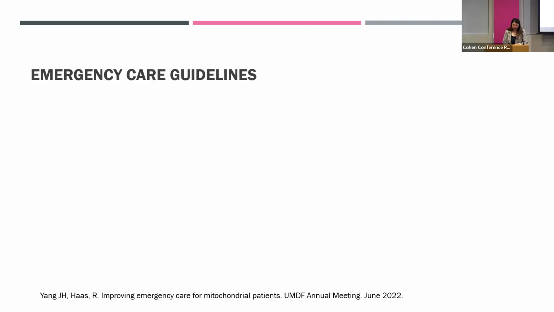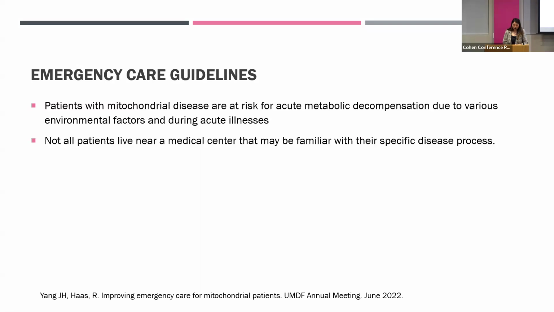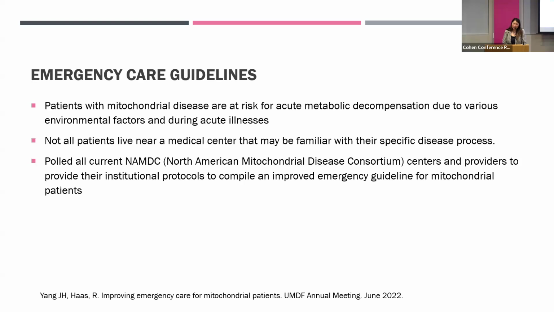This is something I did a couple of years ago. We do have emergency care guidelines for patients. Not all patients live close to an academic center, so what we do is give them a letter describing what genetic mutation they have, what they're at risk for, and when they come to the ER, what to do about them. So either the ER here or any other ER when they travel, or when they go to a community hospital that may not be really familiar with their disease.